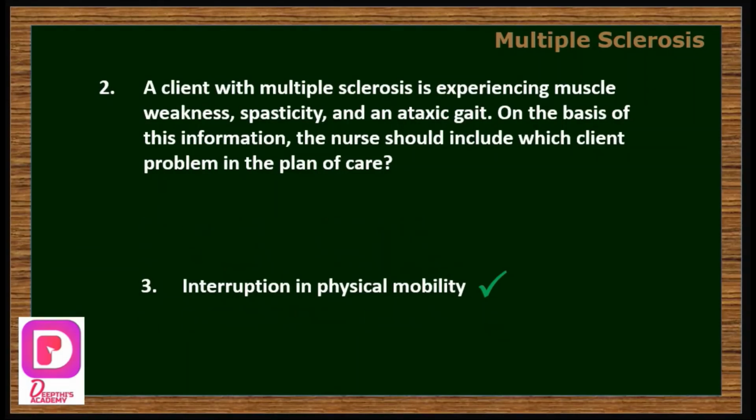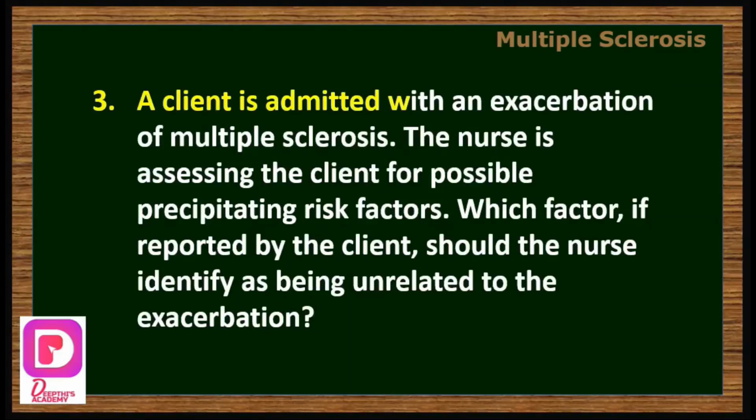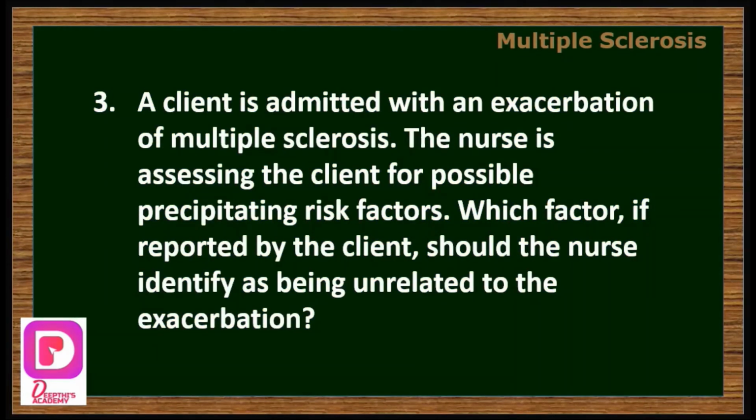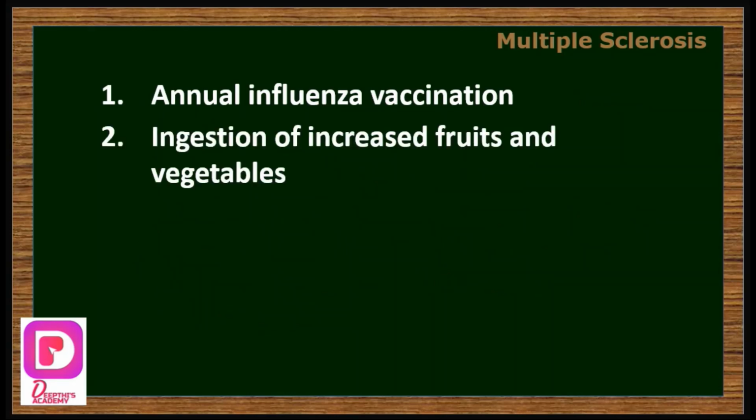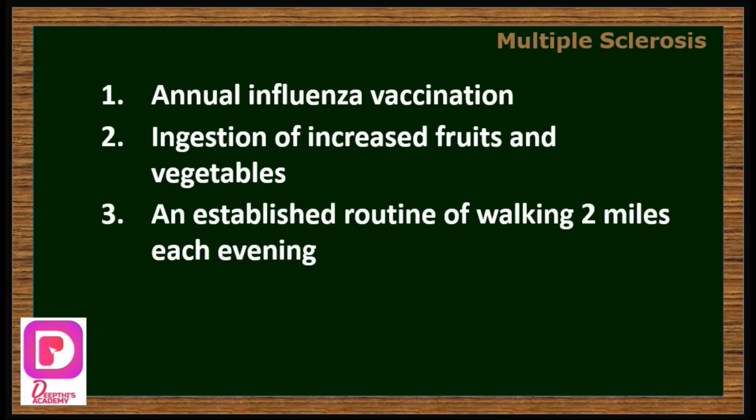Let's see the next question. Question number 3. A client is admitted with an exacerbation of multiple sclerosis. The nurse is assessing the client for possible precipitating risk factors. Which factor, if reported by the client, should the nurse identify as being unrelated to the exacerbation? Here are the options. Option number 1, annual influenza vaccination. Option number 2, ingestion of increased fruits and vegetables. Third option, an established routine of walking 2 miles each evening.